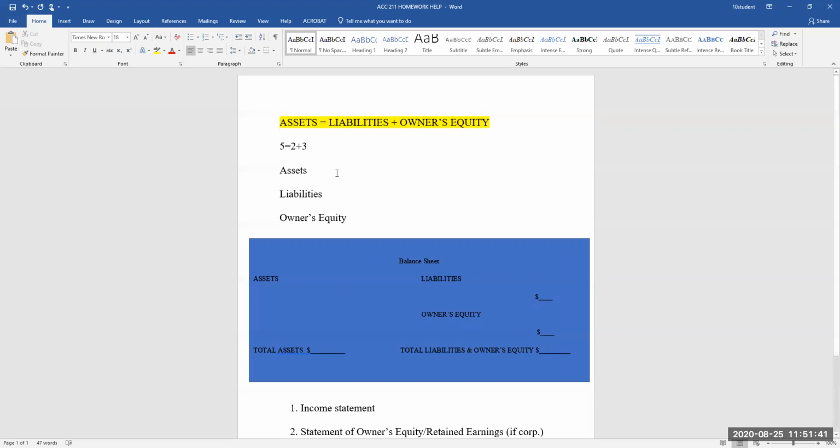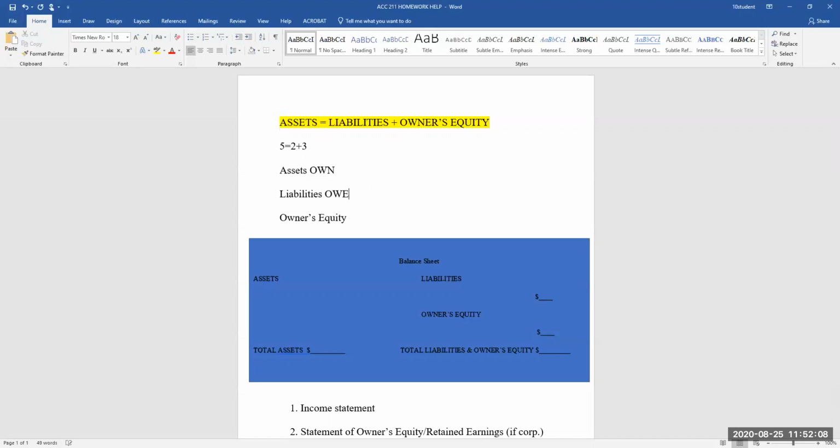So assets are things that you own. Okay, so if you're a business, you're going to own your building probably. You're going to own your company vehicles. You're going to own your inventory, the cash that you have in your register, the office furniture, the computers, your tools that you use in your business. These are all going to be assets because you own them.